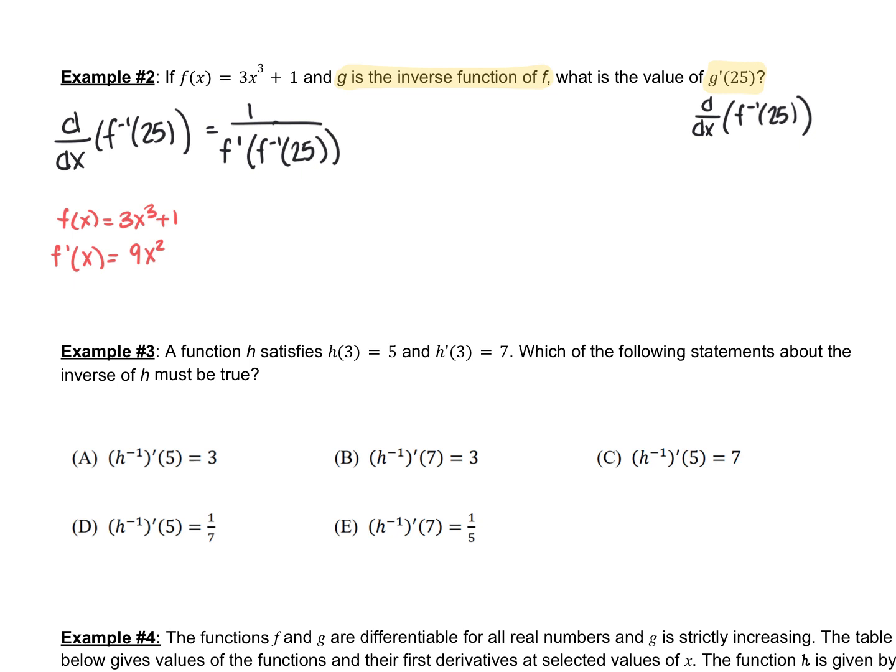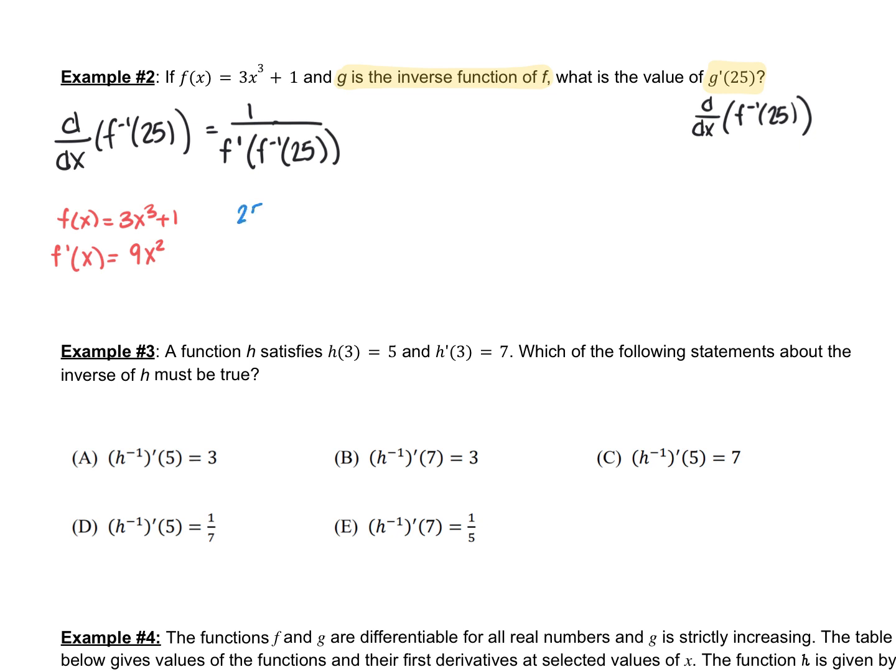And we're eventually going to also need to find f inverse of 25. So I know that for f inverse of 25, this x value, so to speak, is really my y value. So what I can do now is put this y value in for this y value and solve. So let's do that as my second step.